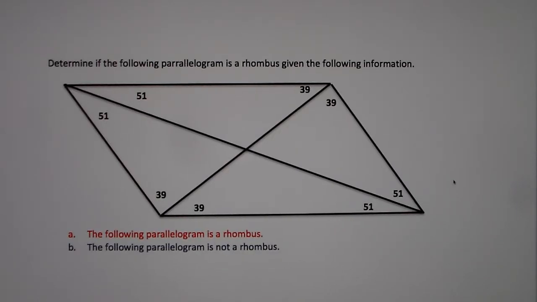Let's look at a few problems here. Determine if the following parallelogram is a rhombus given the following information. So looking at all this information, we're looking at all the angles here: 51, 51, 39, 39, 51, 51, 39, and 39. Well, all the angles match up to each other. So it looks like this parallelogram is a rhombus, so I would circle A.